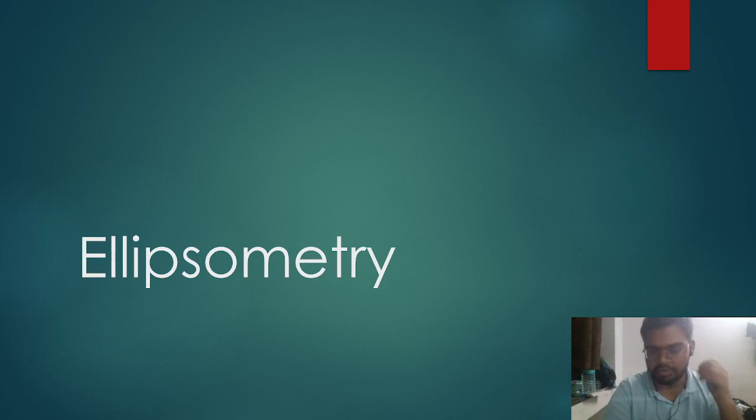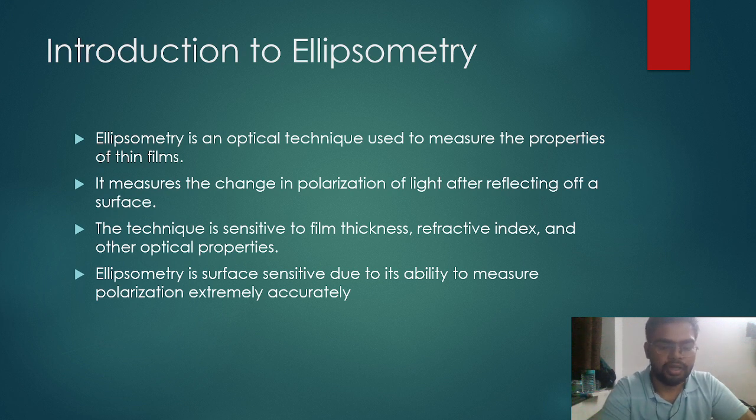So today I will be discussing ellipsometry, which is an optical analytical technique which is used to measure the properties of thin films such as thickness, refractive indexes, and various other optical properties. It measures the changes in polarization of light after reflecting off a sample surface. So when a linearly polarized light falls on a sample surface, it reflects, giving an elliptically polarized light.